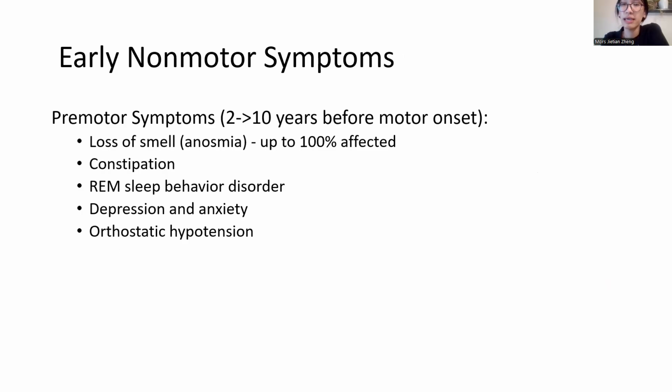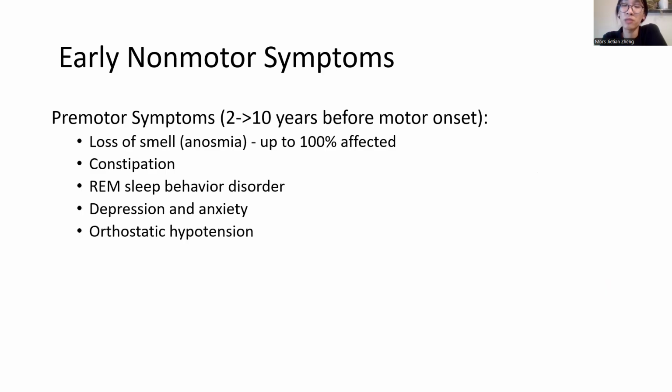Several non-motor symptoms can appear as premotor symptoms, that is, from 2 to more than 10 years before motor symptoms become apparent. Loss of smell, or anosmia, is particularly significant, with some studies showing up to 100% of patients affected. This occurs because the olfactory bulb is involved in the earliest stages of the disease pathology. Constipation is another early symptom that reflects the gastrointestinal involvement in Parkinson's disease.